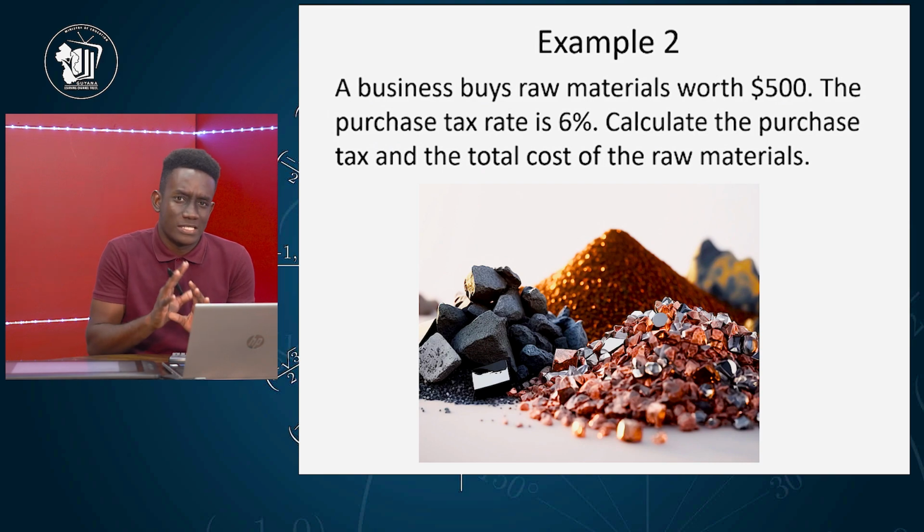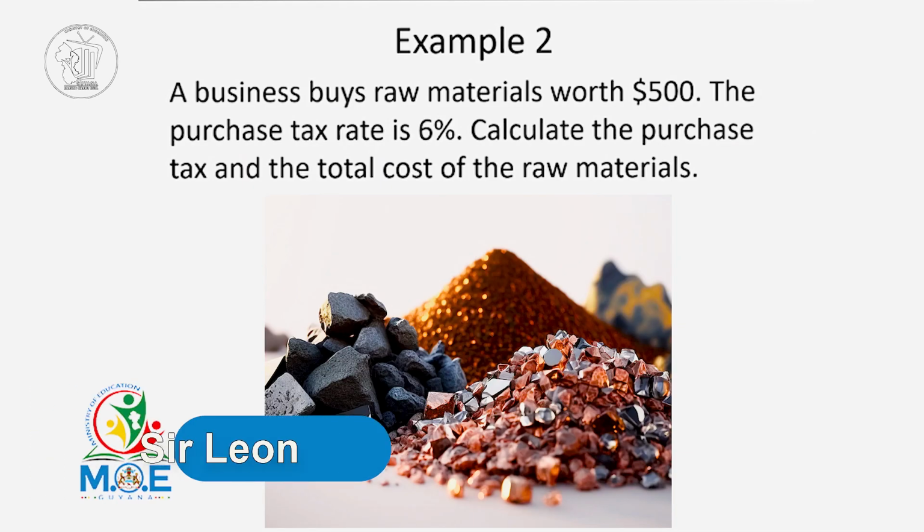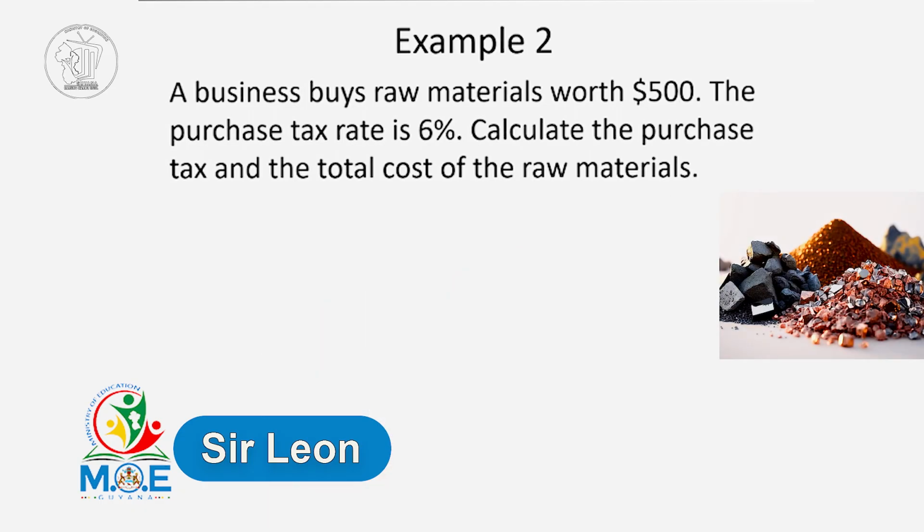So purchase tax and sales tax, they're both very similar. This one says, a business buys raw materials worth $500 and the purchase tax rate is 6%. So calculate the purchase tax and the total cost of the raw materials. So we see the raw materials will be worth $500 and it's taxed at 6%.